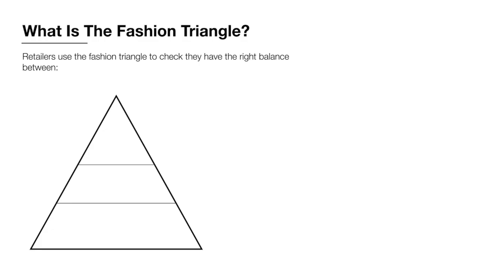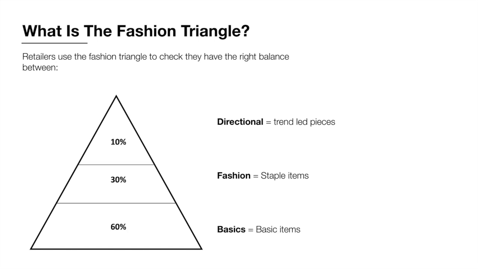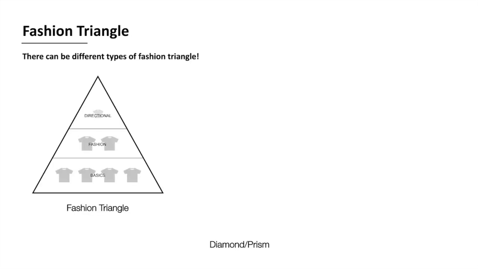Retailers use the Fashion Triangle to make sure they've got a good balance of directional pieces that are real trend-led pieces, and that typically makes up about 10% of your range. Then you've got the fashion area, which is your staple items, a bit more on trend, which typically makes up about 30%. And then you really rely on those basic items, around about 60% of items typically here.